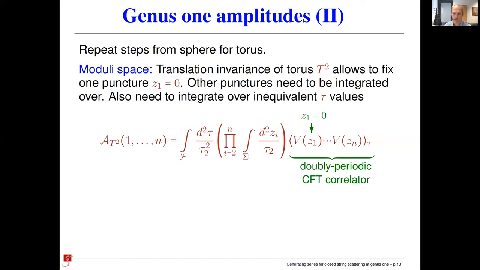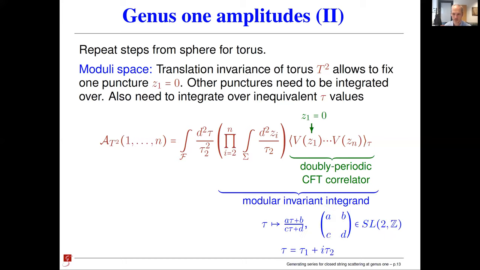Okay, so this correlator, as I said, has to be doubly periodic in all of its variables. When you do the integral over these punctures, what you end up with is a function that only depends on tau. And as a function of this tau, it must be invariant under the same kind of basis changes. So when I take the action of an element of this group SL2 or PSL2, I should have written Z, acting on this tau, the action is like this. And the function that you generate in this step, when you integrate over the punctures, has to be invariant under this transformation. So this is called a modular invariant integrand, since this is called the modular group. And then in the next step, you integrate over the inequivalent tori, and then you get your amplitude.